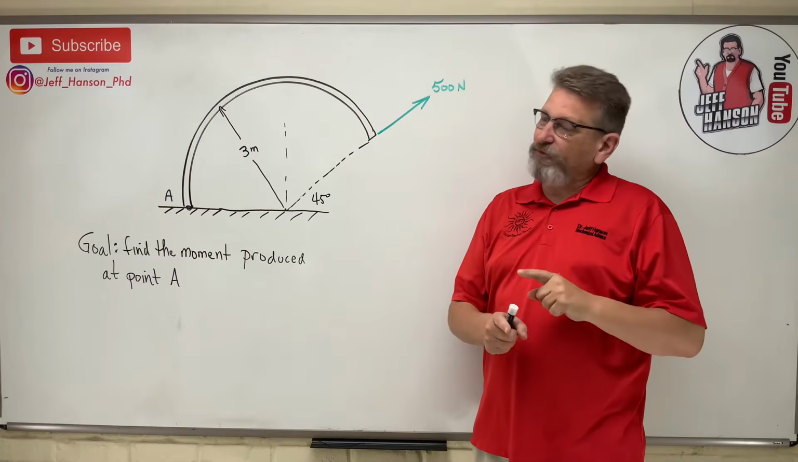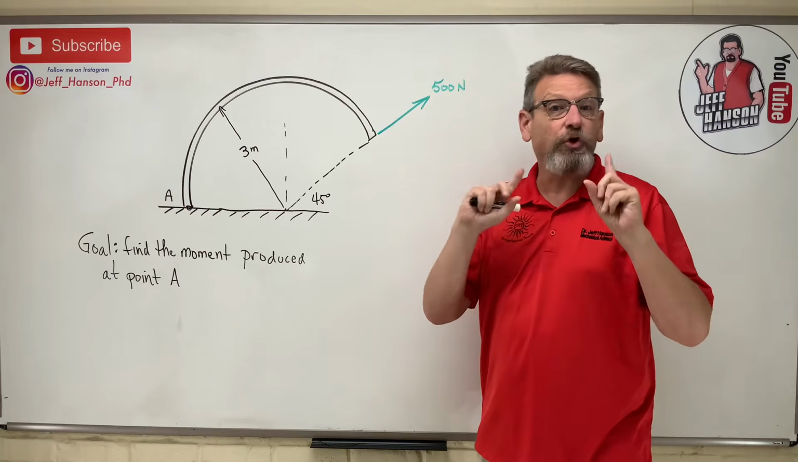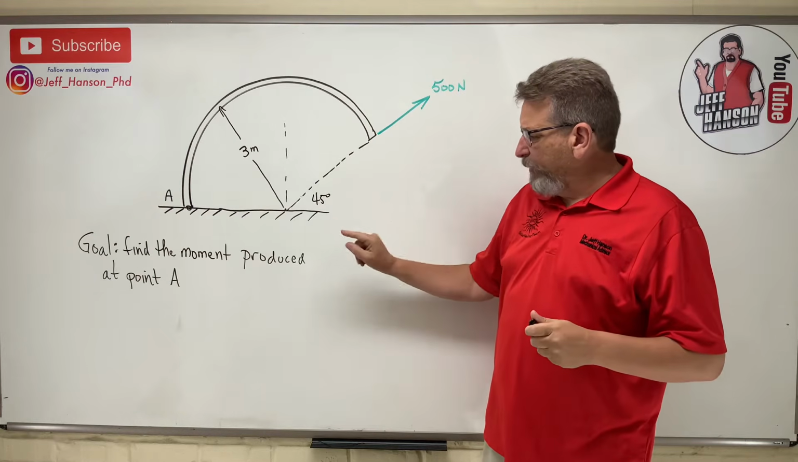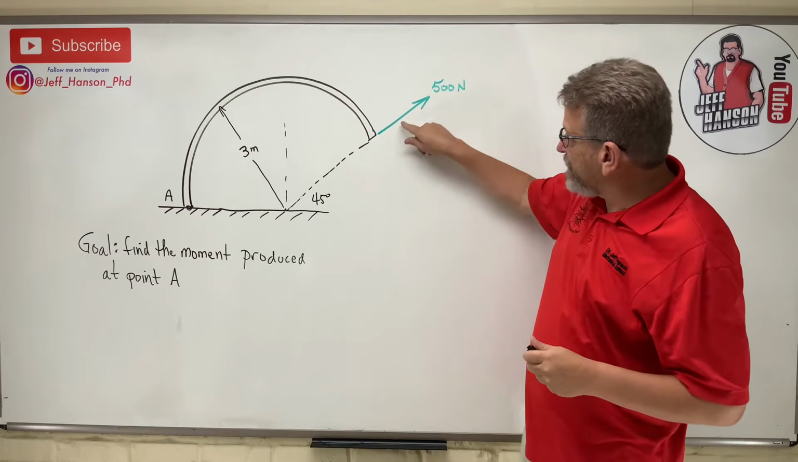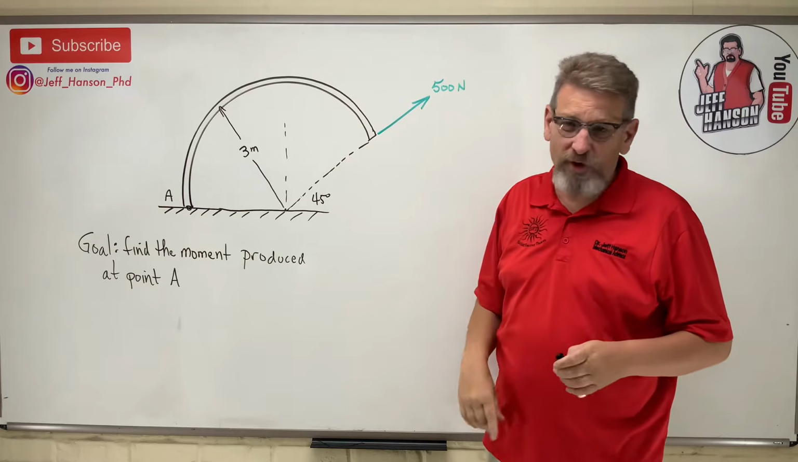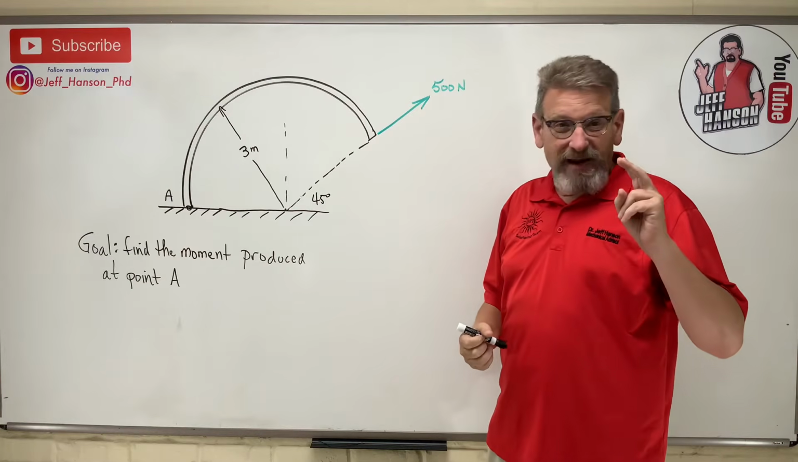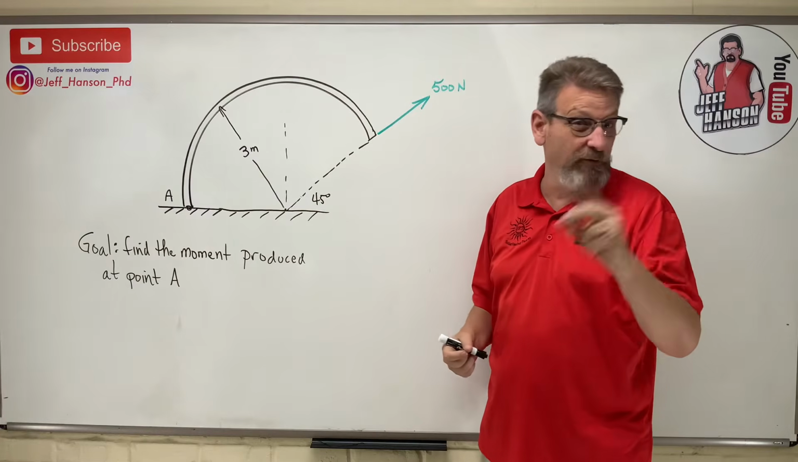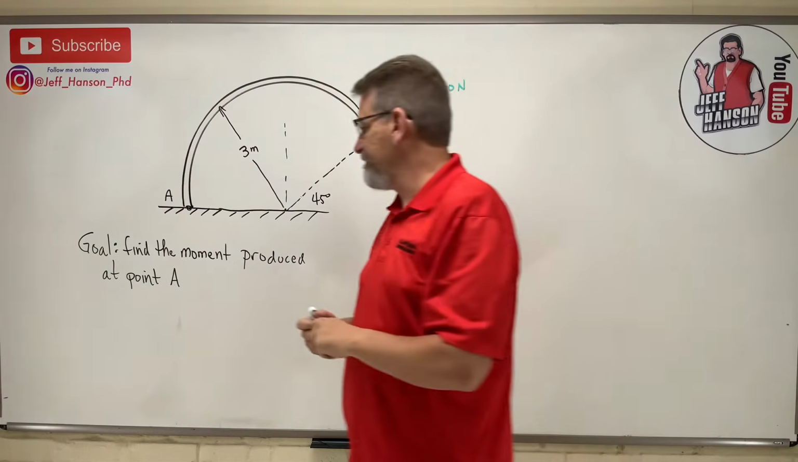Back as promised. Moment question. We've got a 2D moment problem, right? Find the moment produced at point A by this 500 Newton force on this crazy curved rod here, okay? I'm going to propose to you that there's two ways we can do this, and we're going to do it both ways and see if we don't get the same answer both ways.